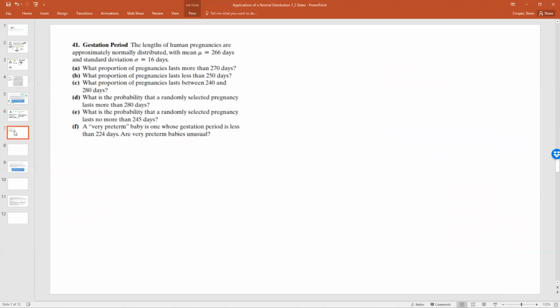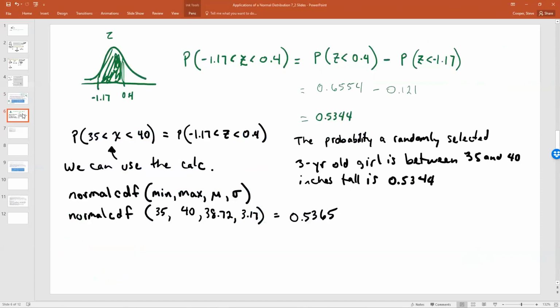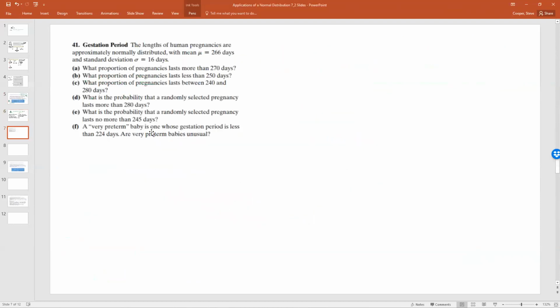Okay, so that gives us some extra power here. We've got one way of doing it, and I want you to understand how to do it either way, whether you're asked to convert to a z-score and look it up on the table, or asked to translate it to the calculator function. Okay, so let's look at this question. What proportion of pregnancies last more than 270 days if the lengths are distributed normally with a mean of 266 and a standard deviation of 16?